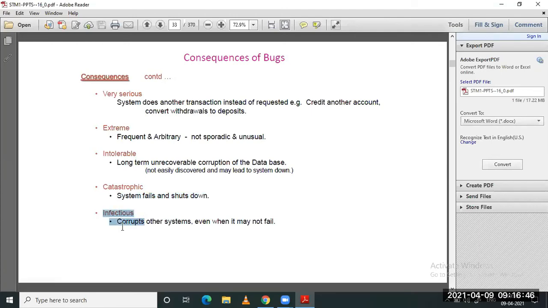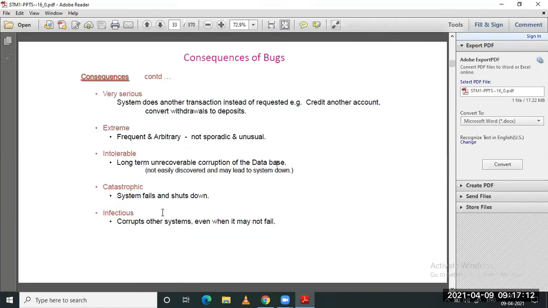Infectious: a bug that corrupts other systems even when it may not fail itself. Infectious is nothing but a bug we get in one system that corrupts the other systems in the network, so we call it infectious. Okay, these are the different types of bugs.